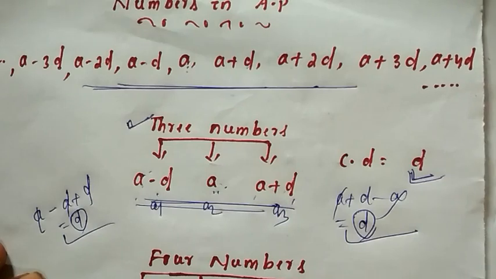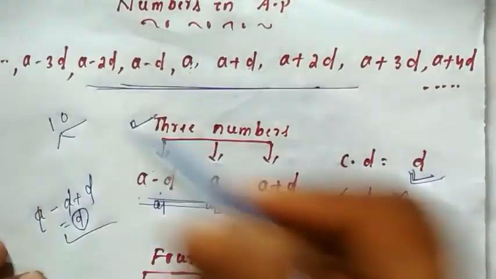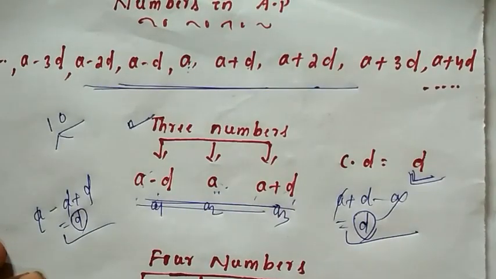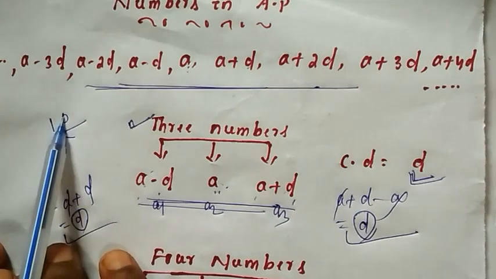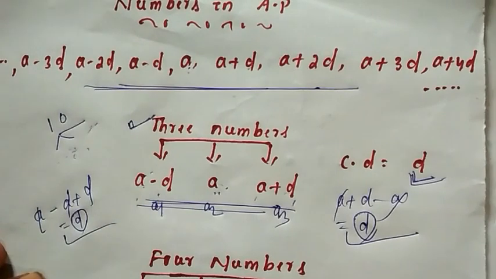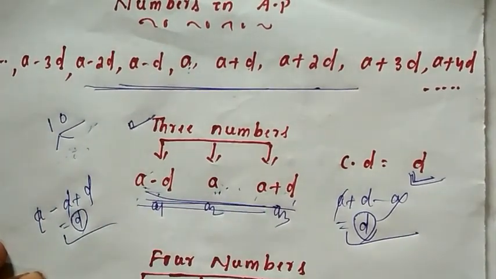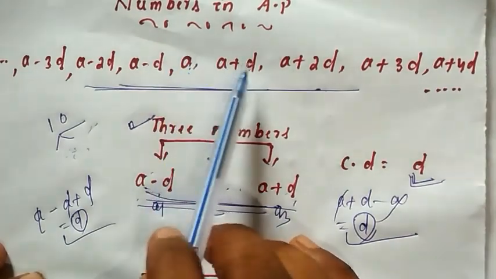Understanding? If three numbers are asked, suppose it asks you to divide 10 into three numbers which are in AP. Some questions I'll solve later. It's asking to divide 10 into three numbers which follow AP. So in this case, you have to take A minus D, A, A plus D as the three numbers, instead of taking A, A plus D, A plus 2D.